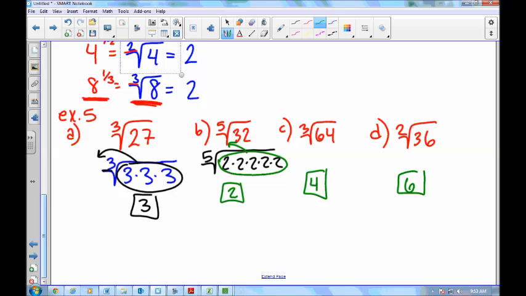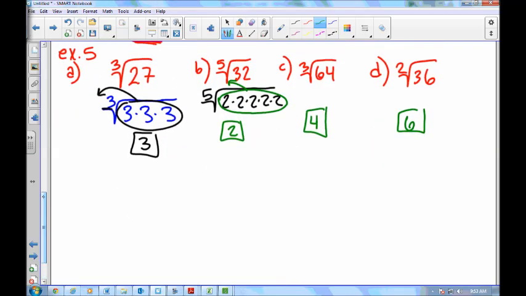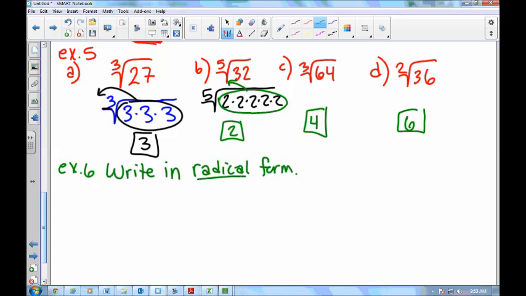Let's try another set. The directions for this one are to write them. Example 6. Write each exponential expression in radical form. I should probably show you the first one, and then I think you can do it. Write in radical form. Remember that the word radical means it should look like the square root thing.